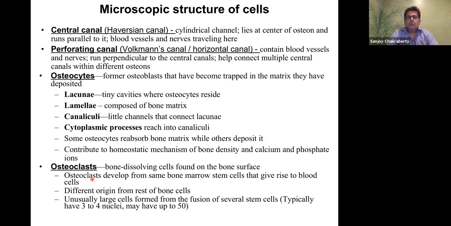So you now know the chemical composition of bone in detail, inorganic and organic: one-third organic, two-thirds inorganic. Make sure you know those components, and the microscopic structure of compact bone. Its functional unit is called the osteon or Haversian system, and its details.